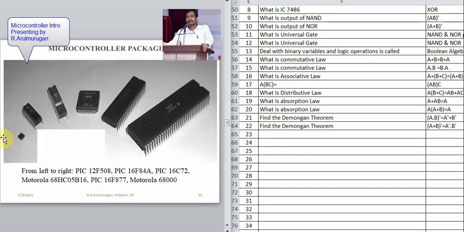Look, these are the microcontrollers. What is the previous version? The first version is the microprocessor. Then after that, the versions increased. This is the PIC company, so PIC microcontroller. Then Motorola microcontroller. Motorola developed the microcontroller, PIC developed the microcontrollers. This IC, like that, the IC is developed. So this is a microcontroller.